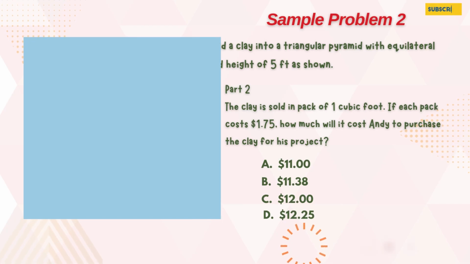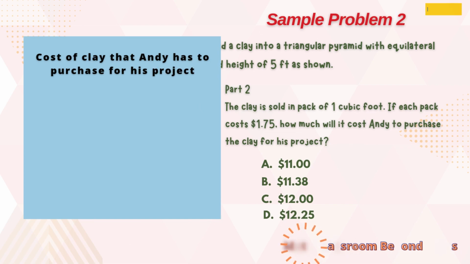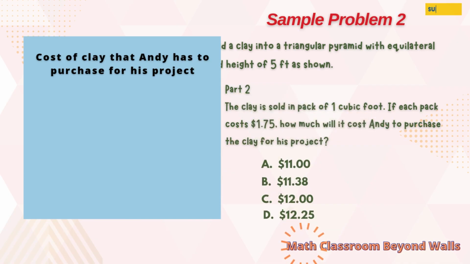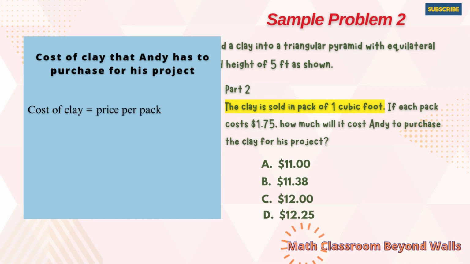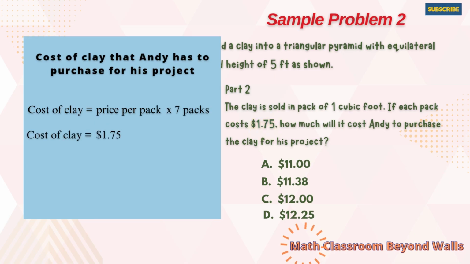Here, we are to find the cost of clay that Andy has to purchase for his project. From part 1, we found that Andy will need 6.5 cubic feet of clay for his project. But since the clay is sold in packs, where each pack is 1 cubic foot, Andy has to buy 7 packs. Can you follow, learners? So, to get the cost of 7 packs of clay, we multiply $1.75 and 7. Do you agree? This gives us 12.25.